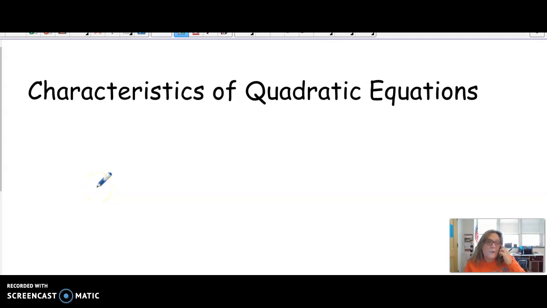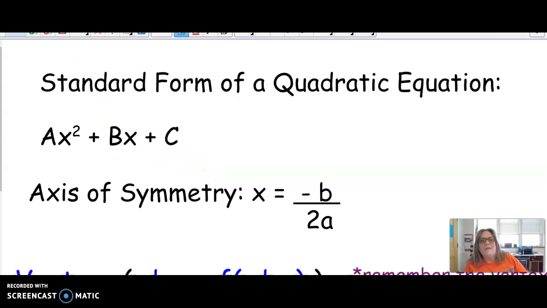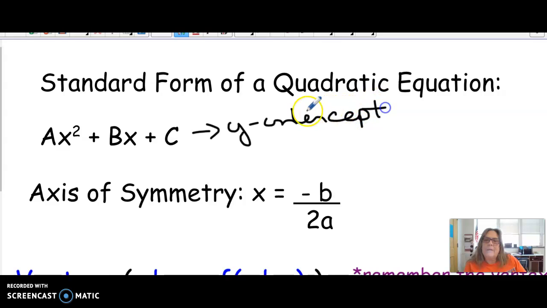All right, today we're going to talk about the characteristics of quadratic equations. And first thing we need to remember is that the standard form of a quadratic equation is ax squared plus bx plus c. The a is in front of your quadratic term, the x squared. The b is in front of your linear term, and your c is your constant. C is also considered to be your y-intercept. So you should be able to figure out your y-intercept real easy if you have it written in standard form.